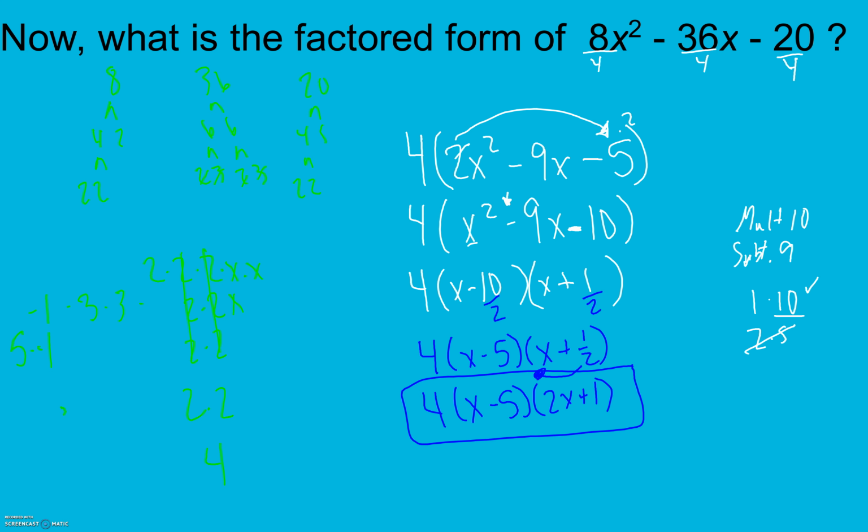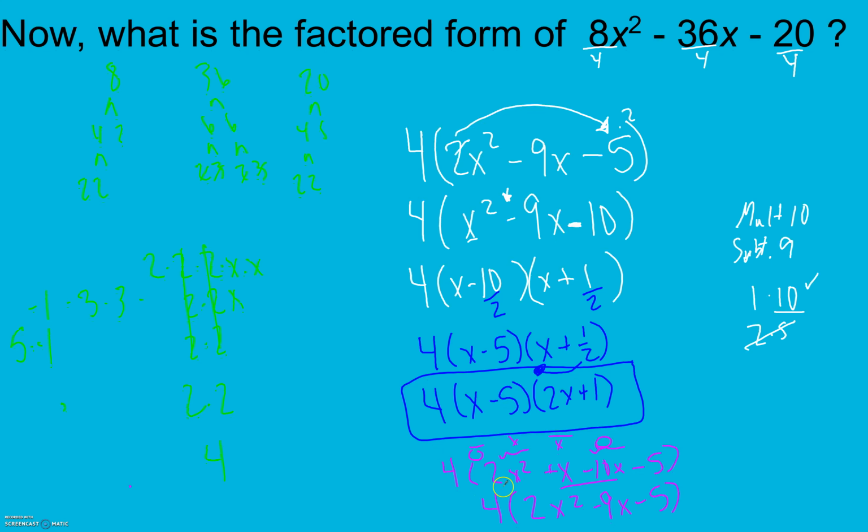Now to double check this, I'm going to FOIL firsts, outsides, insides, lasts, combine my like terms, and keep in mind that it's still being multiplied by this 4. When I distribute the 4 back in, I get 8x squared minus 36x minus 20, which matches our original, so we know that we are correct.